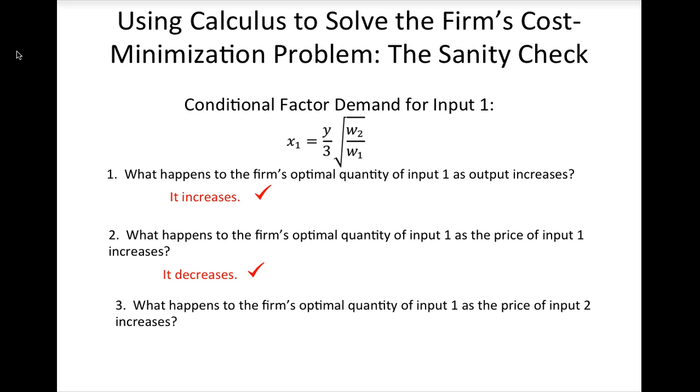Finally, we could ask what happens to the firm's optimal quantity of input 1 as the price of input 2 increases.